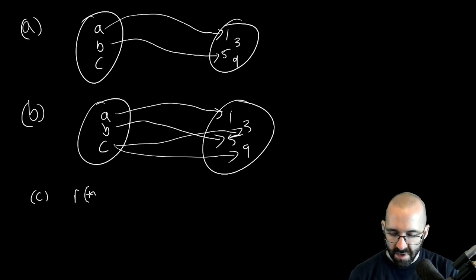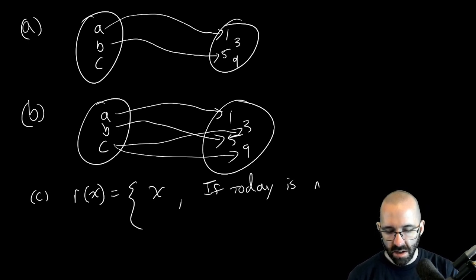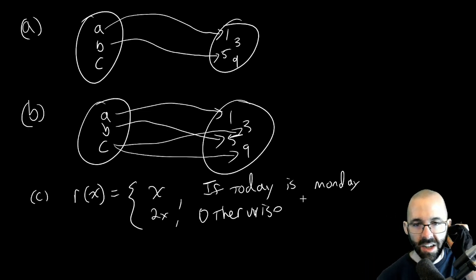And the last one is really tricky. R of x is a piecewise function where it's equal to x if today is Monday, and it's 2x otherwise, if today is not Monday. Pause the video, write down your answers, and let's see what you get.